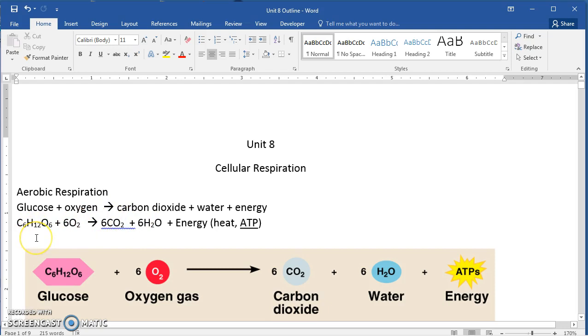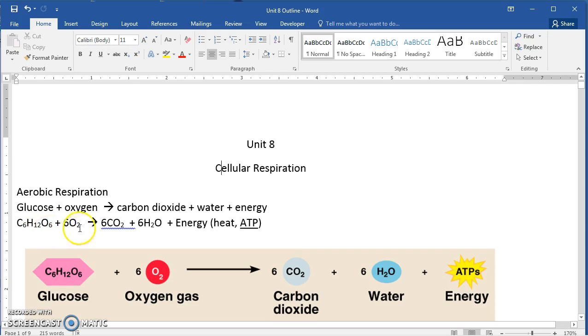The glucose molecule is often written C6H12O6. It's a common chemical that's discussed in biology. It's one that you should be familiar with when you see it. 6 carbons, 12 hydrogens, 6 oxygens.